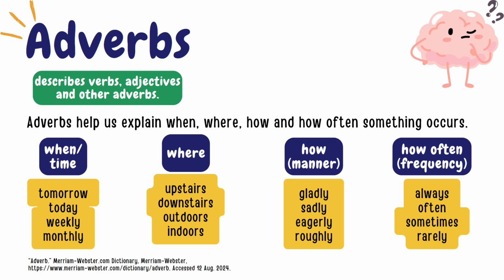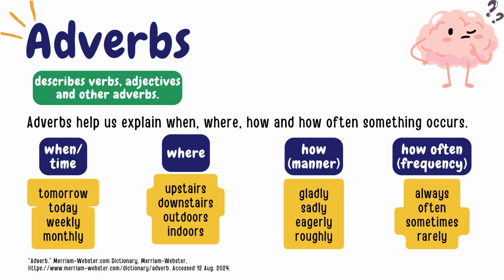These are all adverbs to describe where something is taking place. Next, we have how, which is the manner. Is the subject doing something gladly, sadly, eagerly, or roughly? So you could use this group of adverbs to describe the manner in which something is happening.